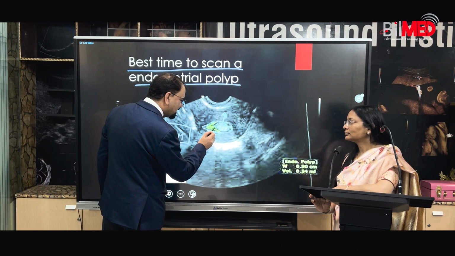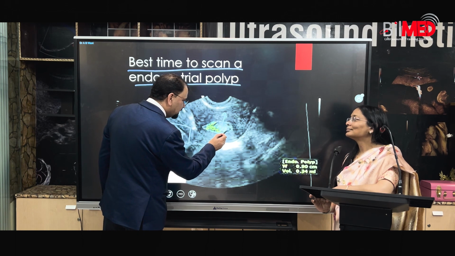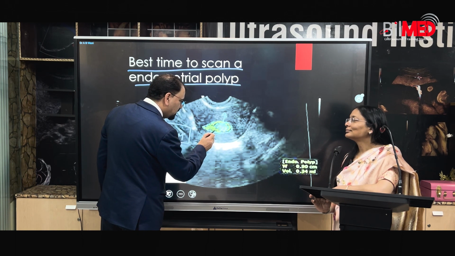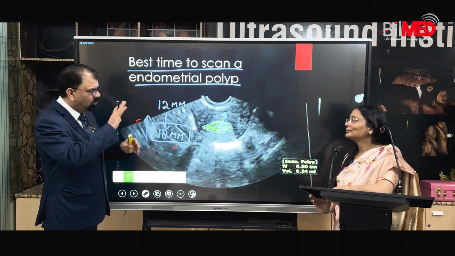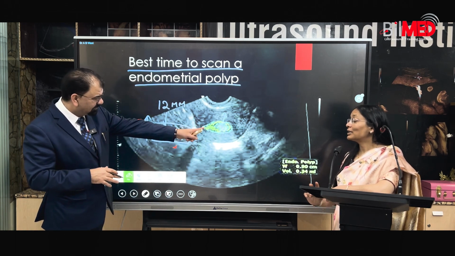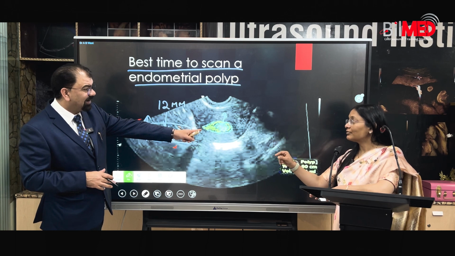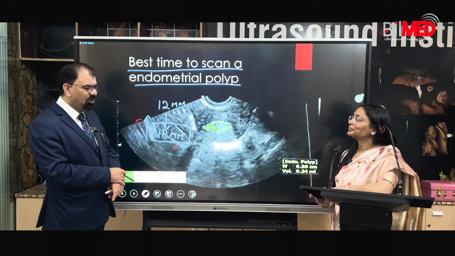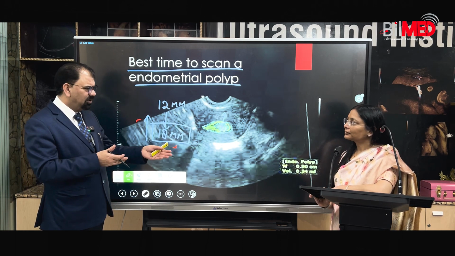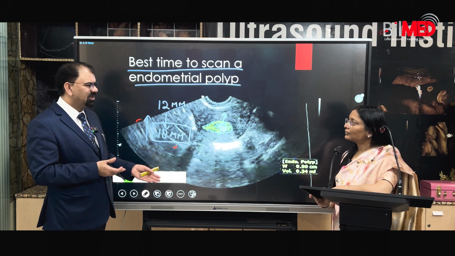If I insert saline over here, will this polyp not show? Yes, because saline will create an acoustic window. But you cannot afford to insert saline in each and every patient.